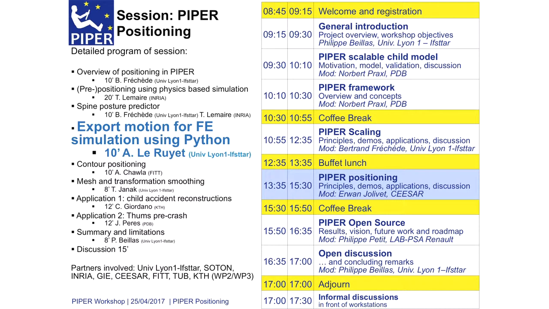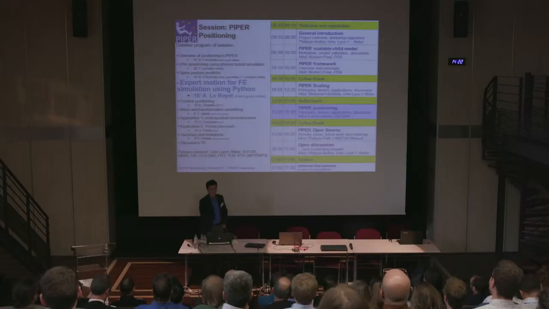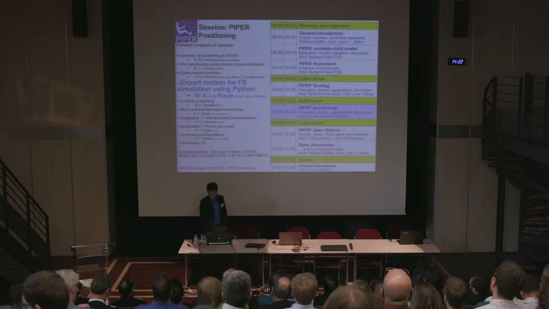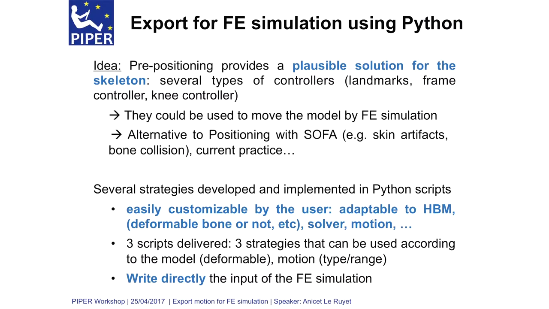What I'm going to present to you right now is another method for positioning a model, but not with the SOFA simulation, but directly with the FEM simulation. This method is based on the prepositioning module, since it provides a plausible solution for the skeleton. We can easily control several types of motion, like landmarks, frame controller, knee controller, stuff like that. So we could directly use them to move the model by simulation.